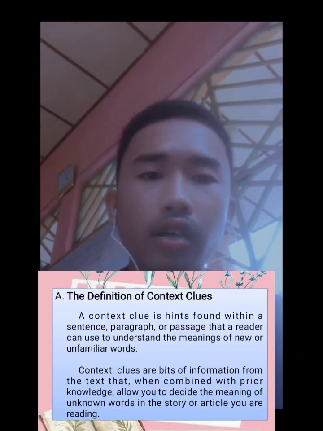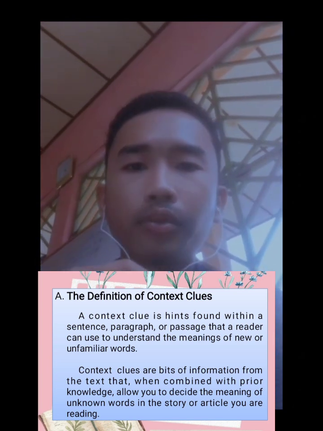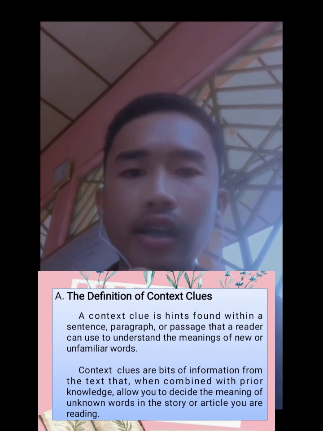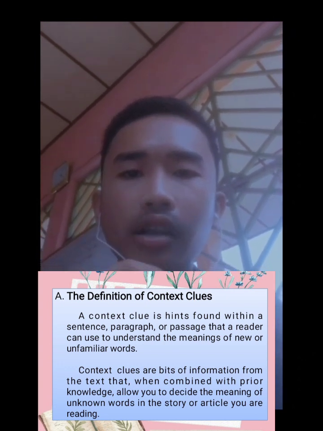Okay, thank you. I want to start to explain the definition of context clues. Context clues are hints found within a sentence, paragraph, or passage that a reader can use to understand the meaning of a new or unfamiliar word. Context clues are bits of information from the text that, when combined with prior knowledge, allow you to decide the meaning of a word in the story or article you are reading. That's all my explanation of the definition of context clues.